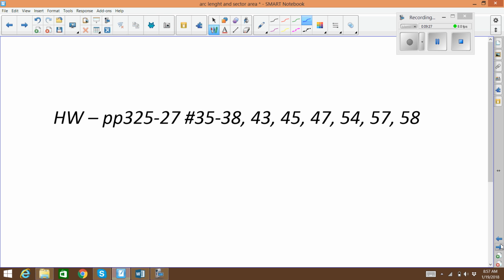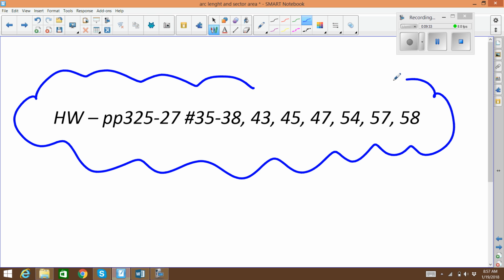So here is your homework. This homework is not nearly as straightforward as the examples. Those examples are very basic, and these are more problem-solving type problems. Maybe one or two of them are basic. I honestly can't remember at this point.